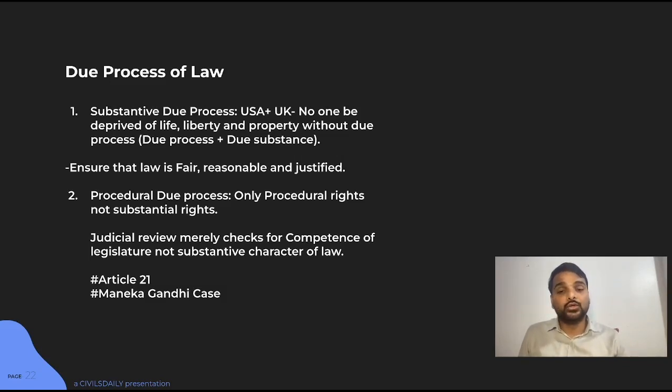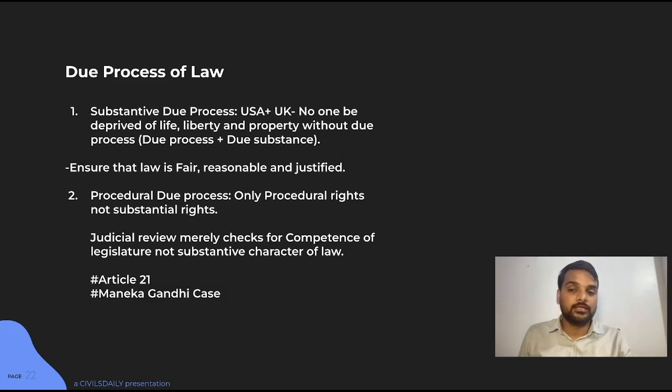Like it should not be like, if someone stole a little, their hand is cut off. It should not be there. Punishment has to be reasonable and justified also. That he has done a minor mistake, then punishment should also be minor, it should not be a major punishment. So substantive due process, applicable normally in the USA and other western countries, is about whether the law in substance is protective of life and liberty or not, or whether the limitation it poses to liberty is fair, reasonable and justified.